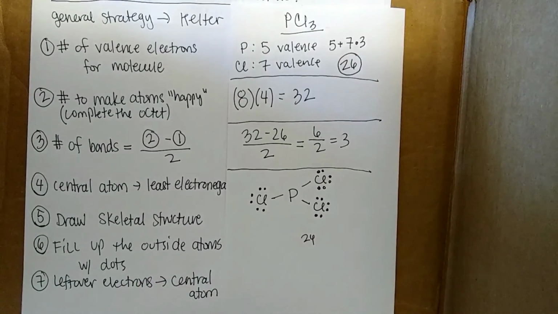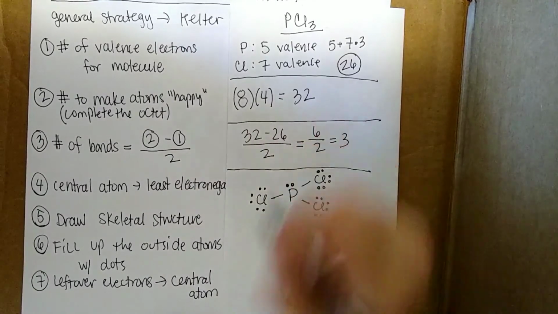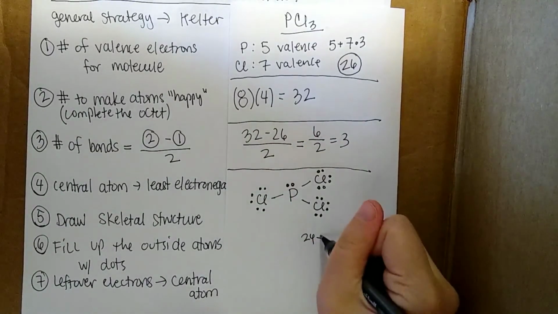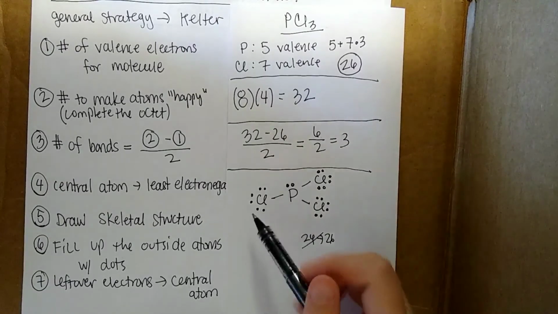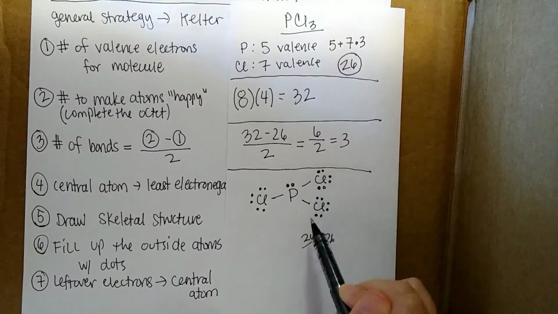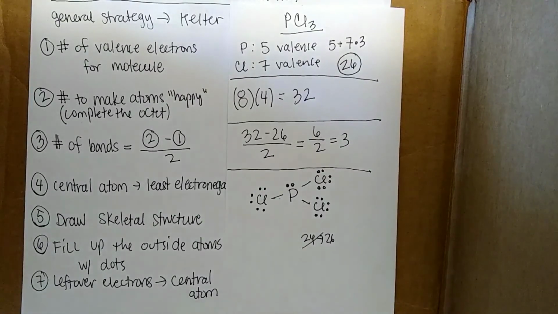Once again, any leftover electrons are going to go on the central atom, so that means our phosphorus is going to take 2. So that brings us up to 26. The final thing you should do is check that every atom has a full octet. So chlorine has 8, all the chlorines have 8, and then finally phosphorus is 2, 4, 6, 8, just as it should. So now everything has a full octet, and this is our Lewis structure for PCl3.